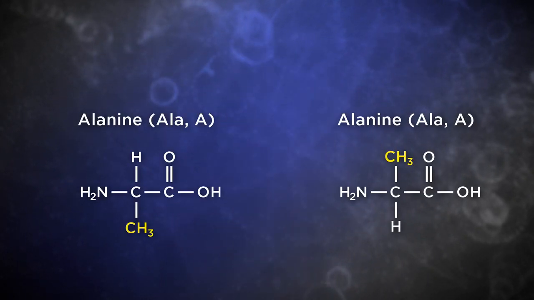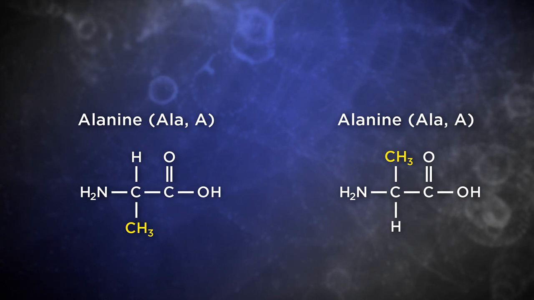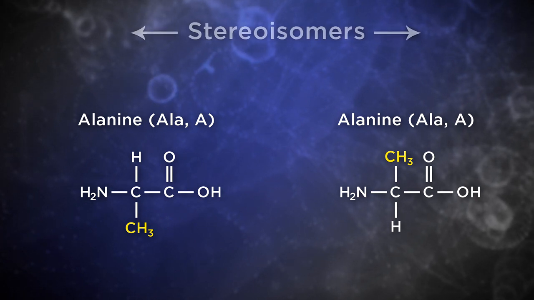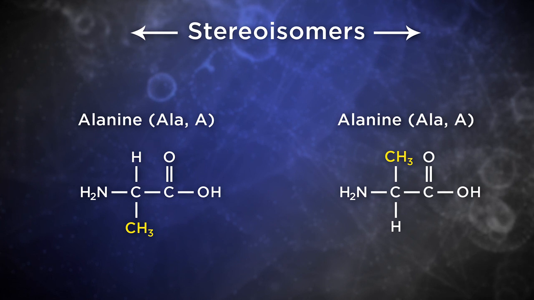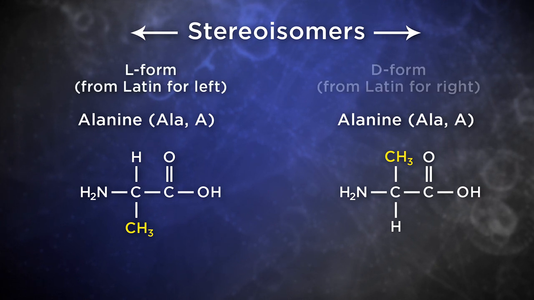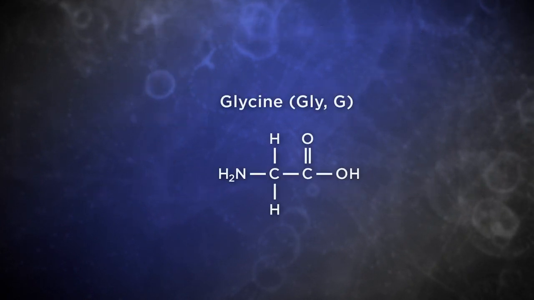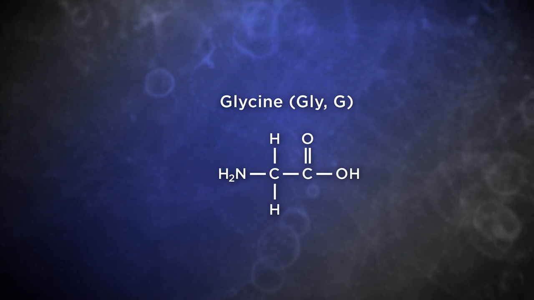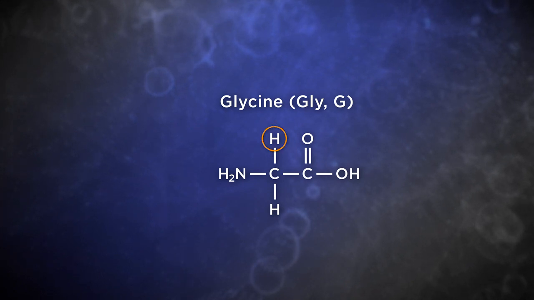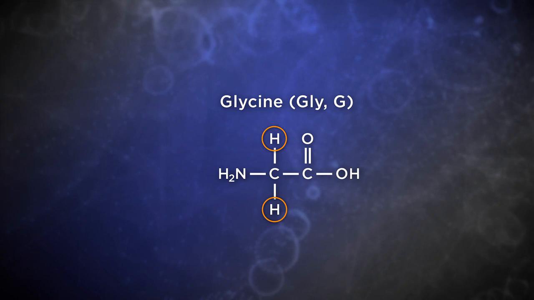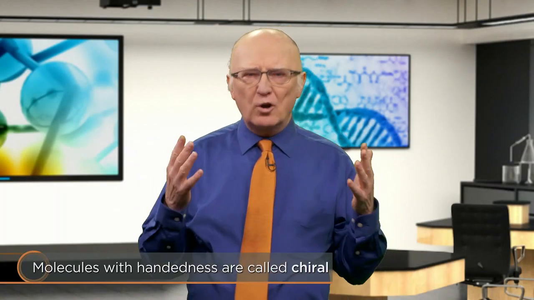Here's alanine, the simplest chiral amino acid, in both forms. The 2 forms are called stereoisomers. One is the L form, the other is the D form. Glycine is different from all the other amino acids in having an H across from another H. So there's only one form of glycine. Molecules with handedness are called chiral.